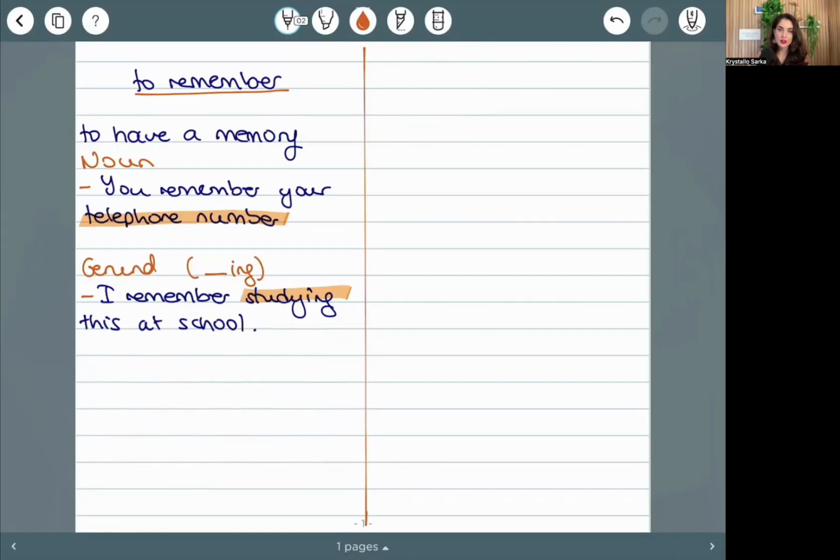But we have another option, and that third option is using remember with the infinitive. You remember to do something. Typically, when we use the infinitive, it's about initiating an action. You're not remembering the memory, but you're remembering to initiate something else. For example, as I mentioned, the third option is that of the infinitive. And the infinitive is typically to plus the verb. For example, remember to turn off the oven when you finish cooking.